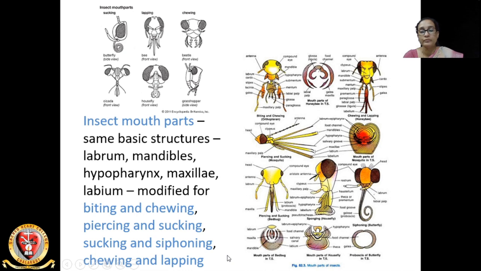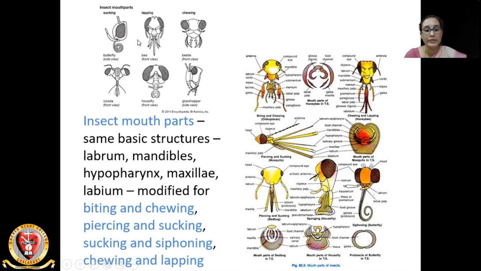Another example of homology is insect mouth parts. The insect mouth parts have the same basic structure: the labrum, the mandibles, the hypopharynx, the maxillae and the labium. However, they are modified based on the different modes of feeding, such as biting and chewing, piercing and sucking, sucking and siphoning, chewing and lapping.